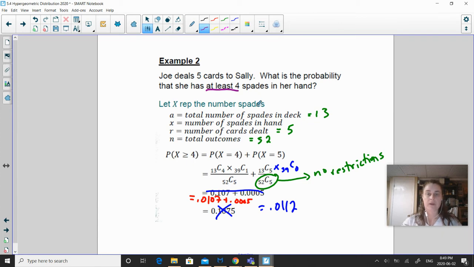Okay, if you want it, so this is the direct way. The indirect method would be 1 subtract the probability you get no spades, 1 spade, 2 spades, and 3 spades. So the indirect method would be not as efficient as doing the direct method in this case.